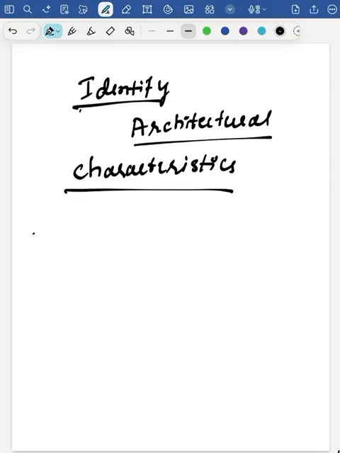Now, how do we identify the architectural characteristics from that problem statement? There are three ways to uncover architectural characteristics. It is a systematic approach. We have been dealing with all of this, but in a random way. We exactly don't know how to derive these architectural characteristics. So let us go deep into it.